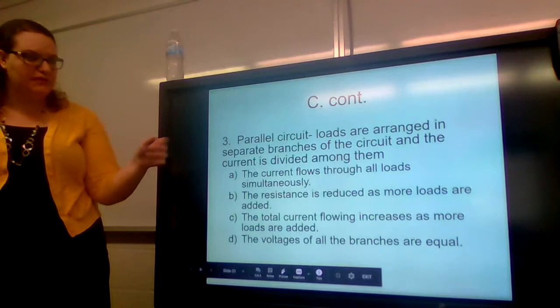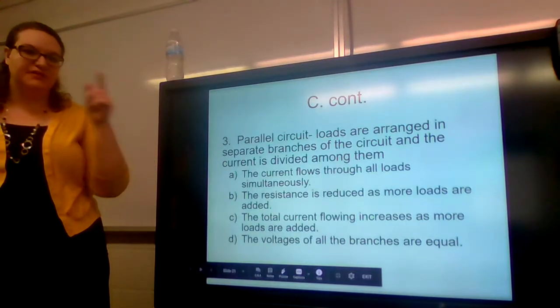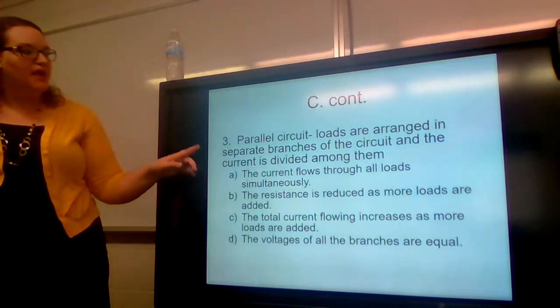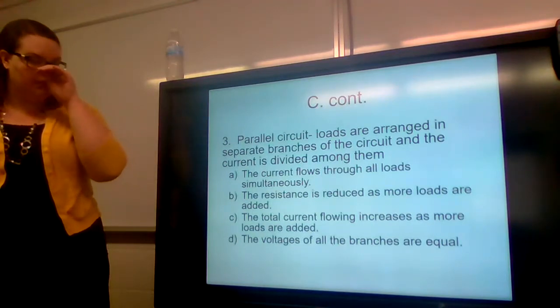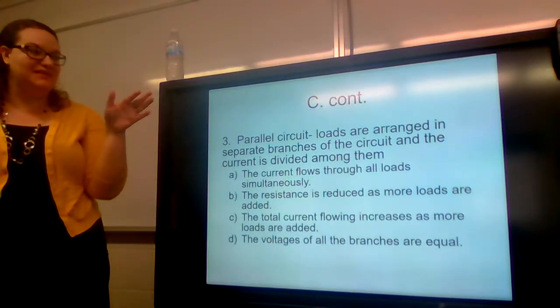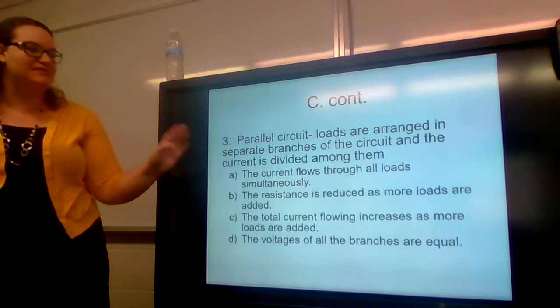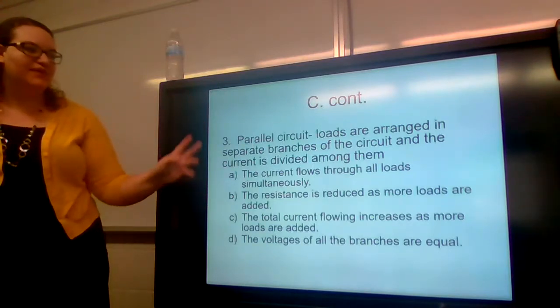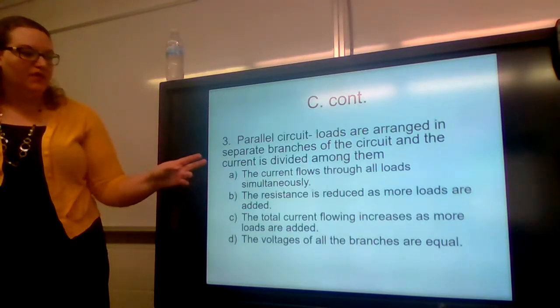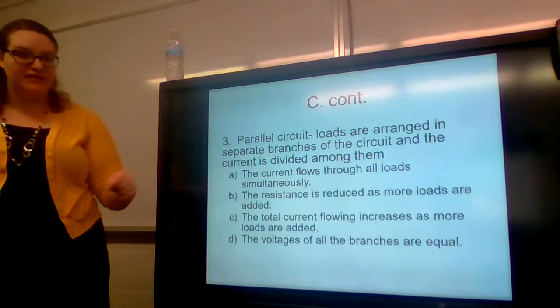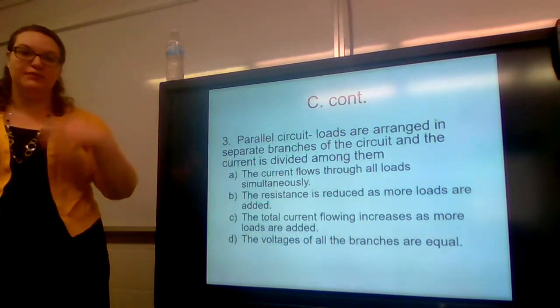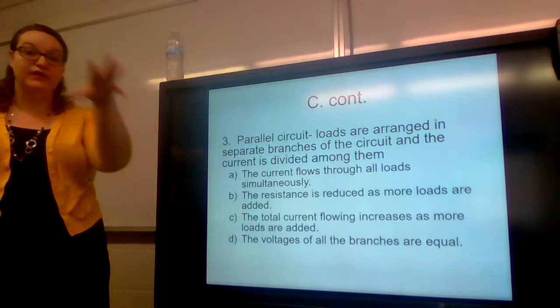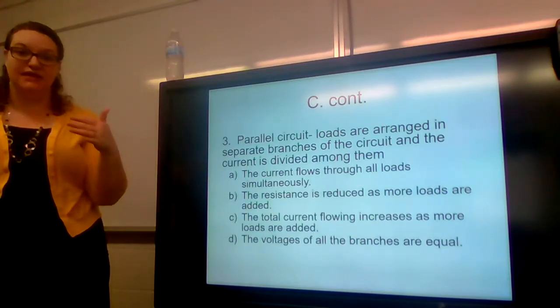And then we have parallel circuits. So you have series circuits and now parallel circuits. These are when loads are arranged in separate branches of the circuit and the current is divided among them. The current flows through all loads simultaneously, so it doesn't have to stop at one point before moving on to the next. It can flow freely through all the points at the same time.